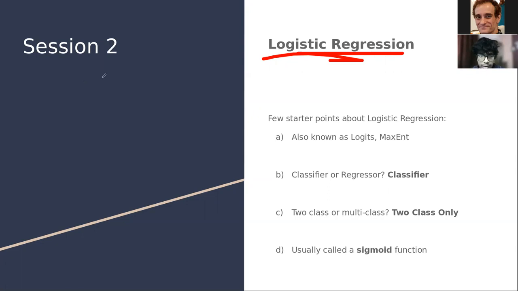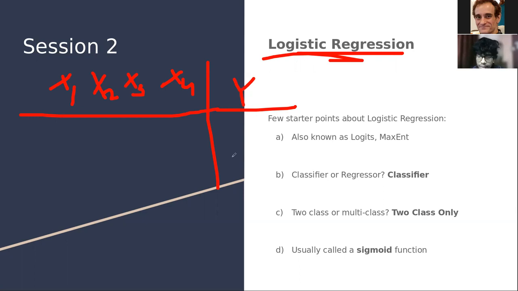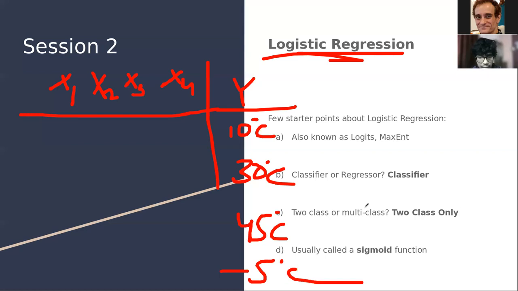temperature. There are multiple parameters, parameter 1, parameter 2, parameter 3, parameter 4. Based on these four parameters, you predict the temperature of the day, what the temperature would be. It might be 10 degrees Celsius, it might be 30 degrees Celsius, it might be 45 degrees Celsius, it might be -5 degrees Celsius. Now I set a threshold of 25 degrees Celsius.